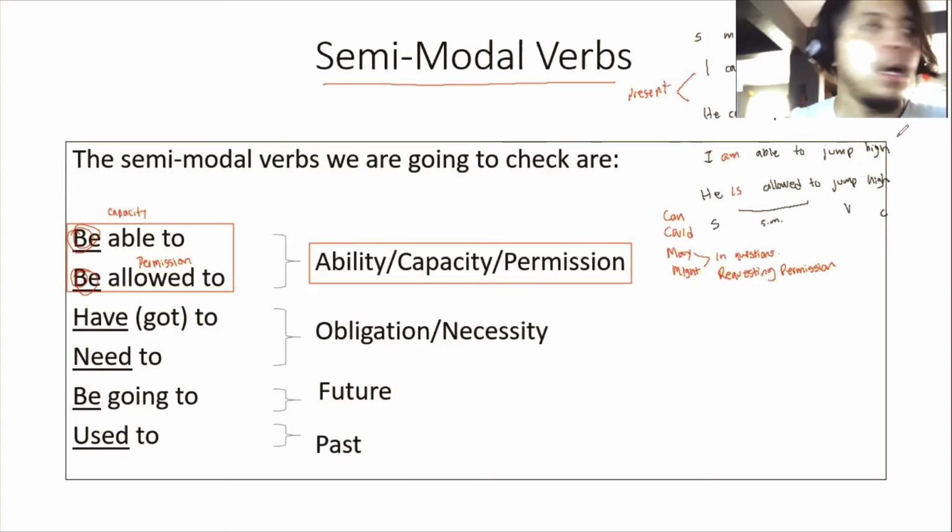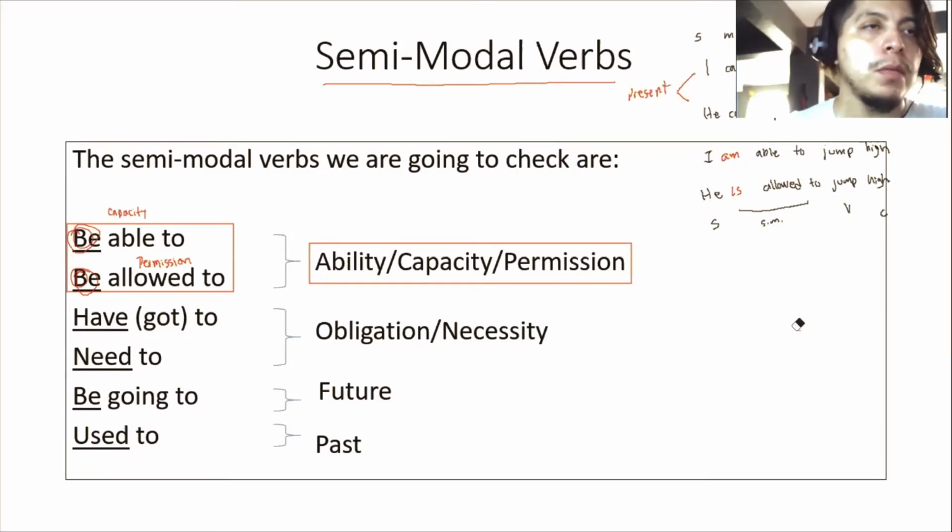This one is, again, used for capacity. I am able to jump high. It means I have the capacity to jump high. He is allowed to jump high. It means that he has permission to jump high. Okay, so that's pretty much the way that we're gonna use them. Let me just clear a little space right here.